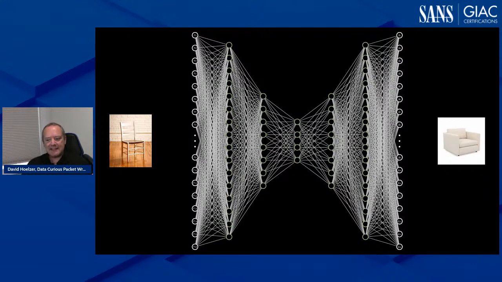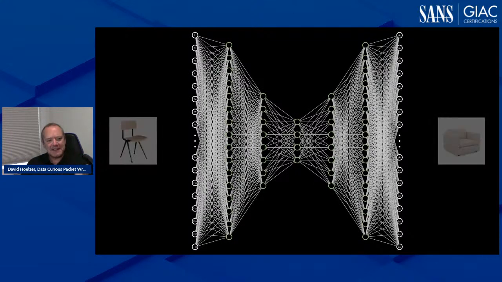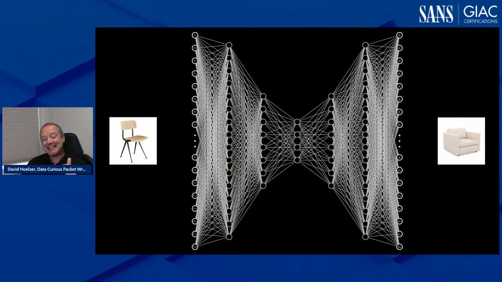Now, in this case, we put in a chair on the left that is kind of a wood chair, but what we get out is maybe that living room chair. Well, if you put a different chair in, you're going to still get something similar to that living room chair, because the autoencoder isn't trying to reconstruct the chair you had. It's trying to distill that in that image, there is a chair. So I'm going to reconstruct from the compressed representation something that is chair-like.